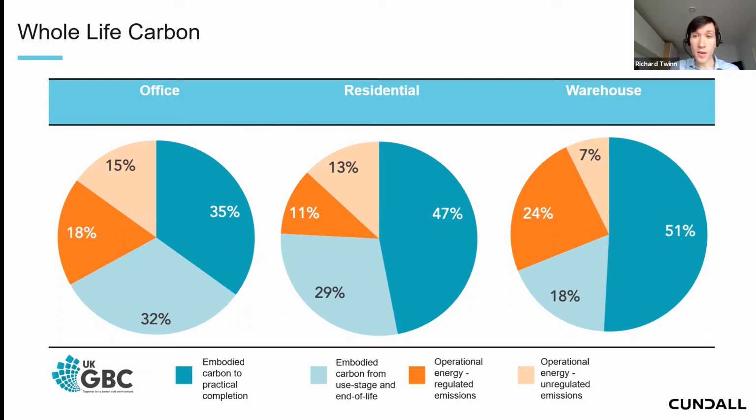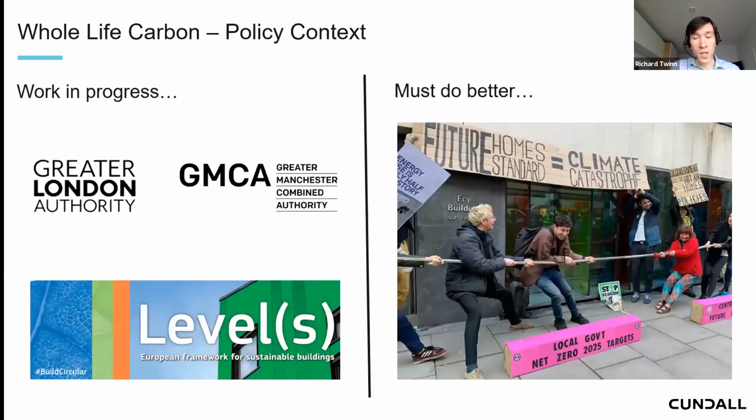And you will see that there is quite a variation in the breakdown, but embodied carbon can account for at least 2/3 of the whole life carbon of a new building. So it's important to be taking all of these things together in order to understand the best outcome for whole life carbon. Now, in terms of how we're doing in terms of progressing towards this, well, policy has been very slow to pick up on whole life carbon.